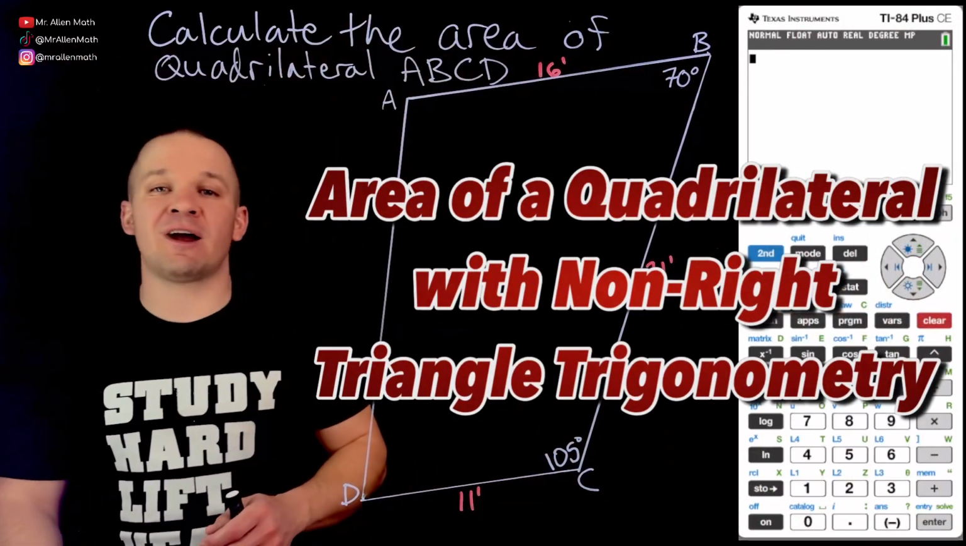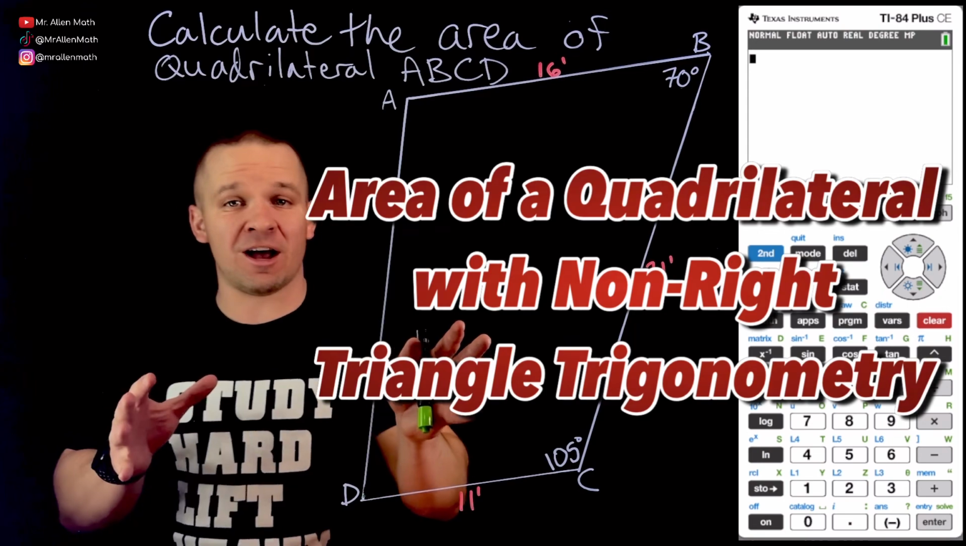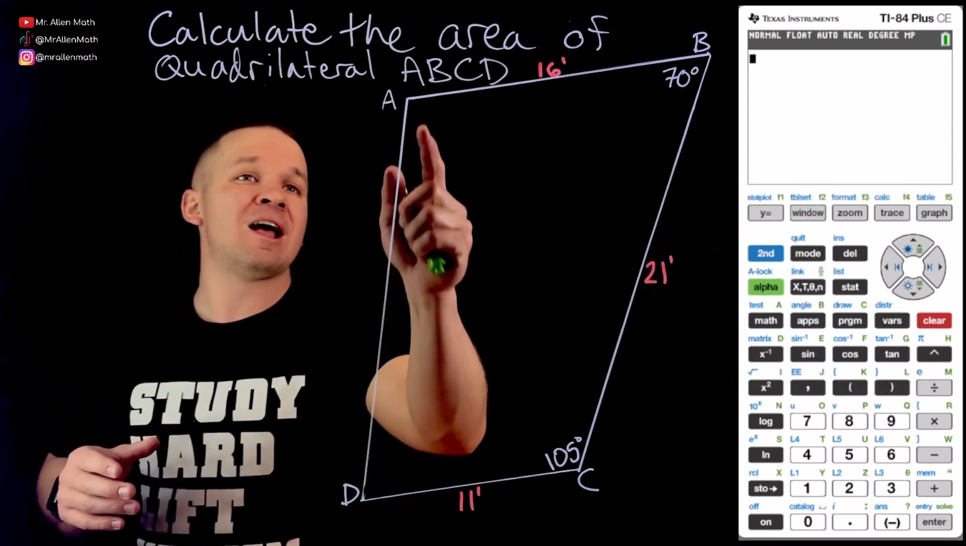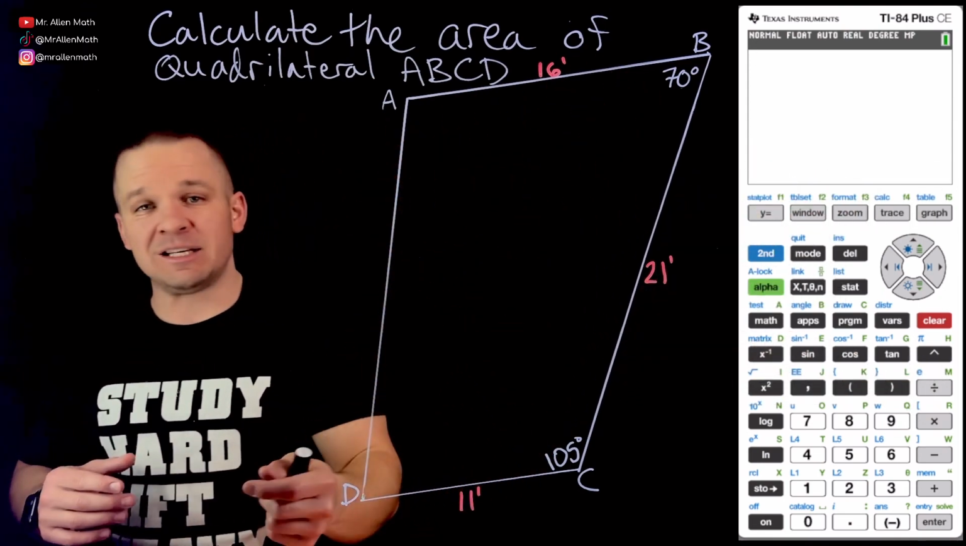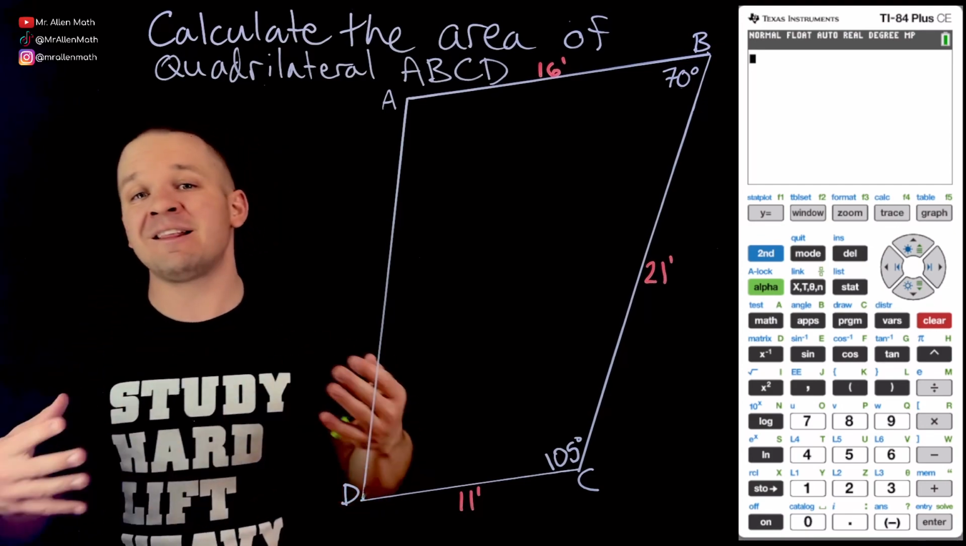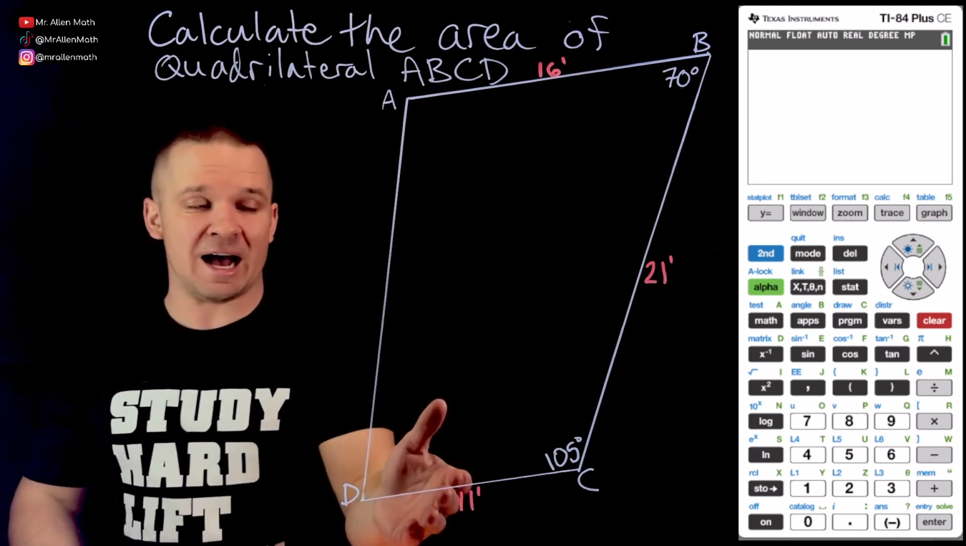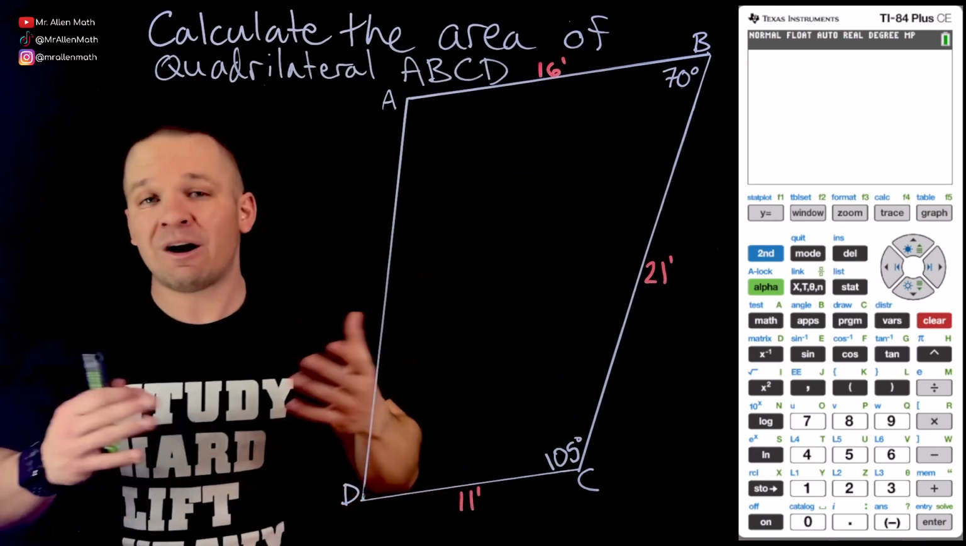Mr. Allen here with some application of non-right triangle trig to find the area of this quadrilateral, quadrilateral A, B, C, D. Now, unfortunately, this thing's not a rectangle, it's not a parallelogram, trapezoid, anything that we know how to find the area of. This thing's all sorts of jacked up. We only have 3 known sides, 2 angles here, so how in the heck are we going to do this?